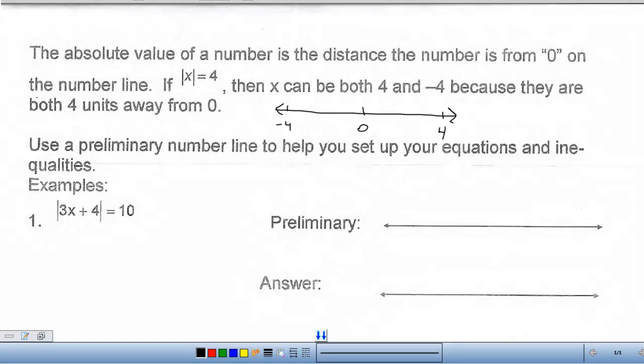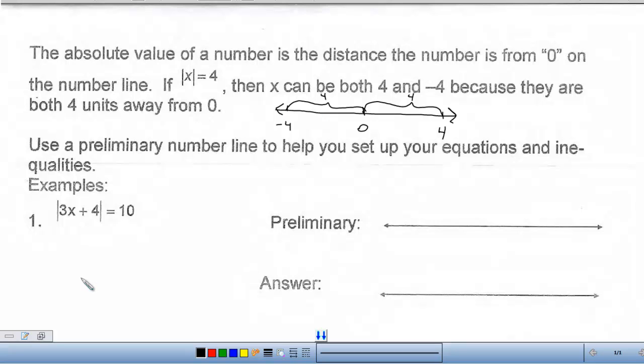The absolute value of a number is the distance the number is from 0 on the number line. If the absolute value of x is equal to 4, then x can be both 4 and negative 4, because they are both 4 units away from 0.